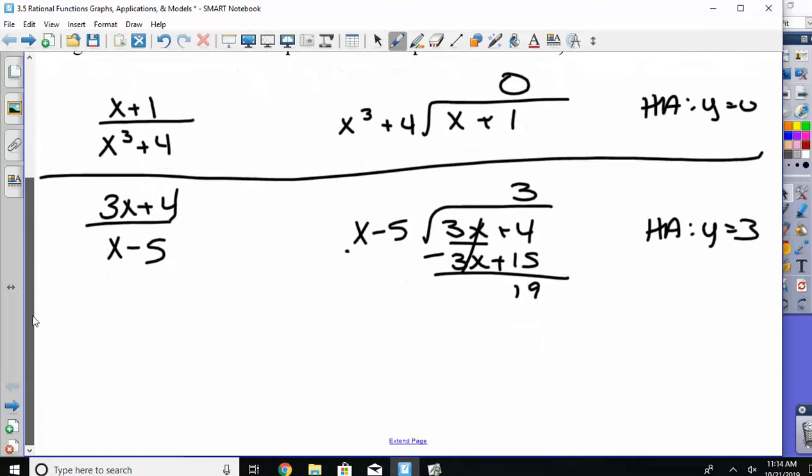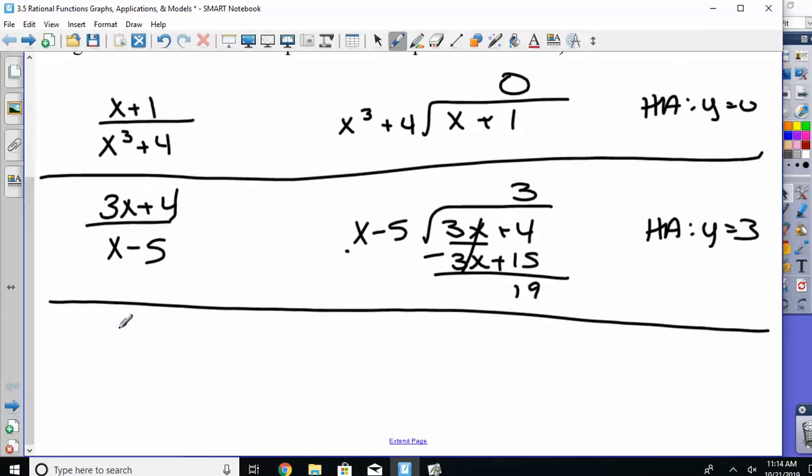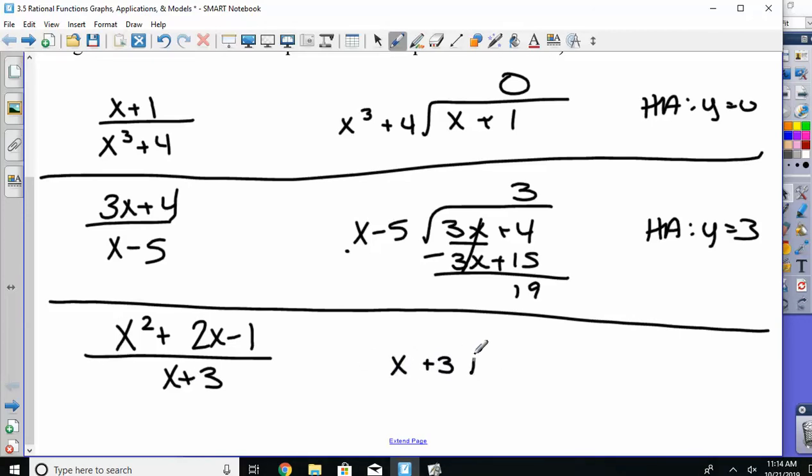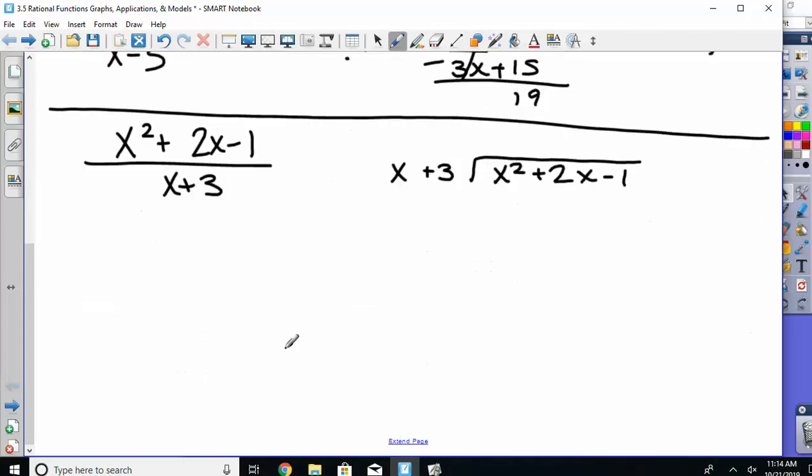If the degree on top is exactly 1 bigger, then we can do it doing long division. So the top has degree 2, the bottom has degree 1. What this means is we have an oblique asymptote. So we will find these by doing long division. What's x squared divided by x? X. And then you multiply. X times x is x squared. X times 3 is 3x. Then what do we have to do?